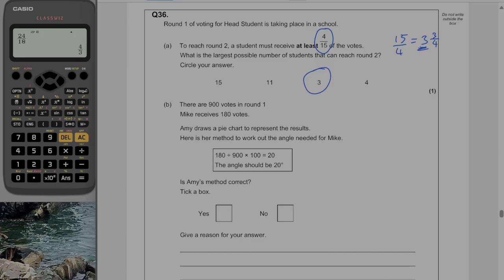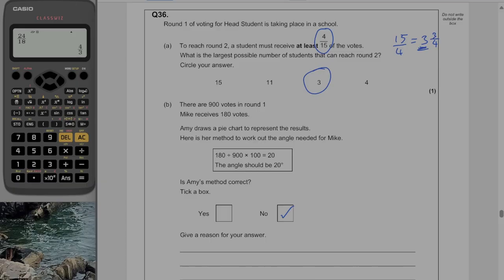Part B. There are 900 votes in round 1. Mike receives 180 votes. Amy draws a pie chart to represent the results. Here is a method for working out the angle needed for Mike: 180 divided by 900 times 100 equals 20, so the angle must be 20 degrees. Is Amy's method correct? No. Give a reason for your answer.